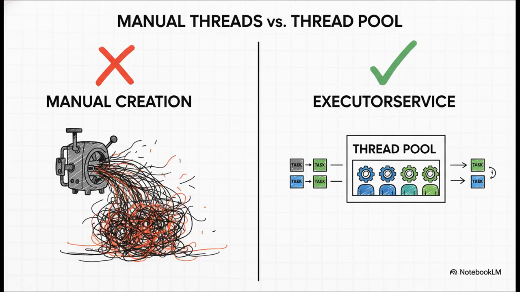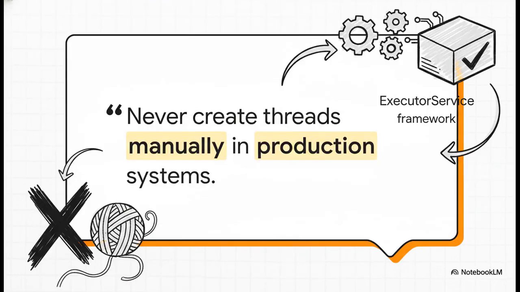Because creating a new thread from scratch is actually a really expensive operation. Reusing existing ones is way, way faster. It's a massive performance boost, and it stops your application from just spinning up thousands of threads and crashing the whole system. And that brings us to the modern rule of thumb. For any serious real-world application, you just don't create threads by hand anymore. You always use the ExecutorService framework, period.